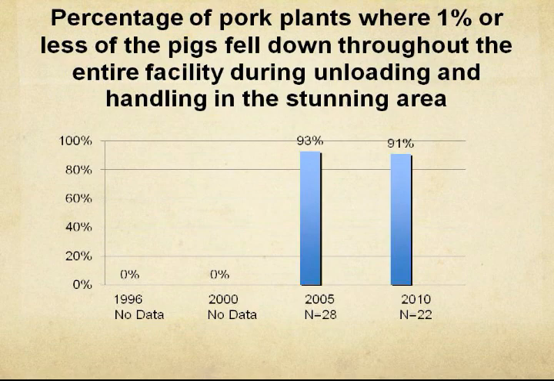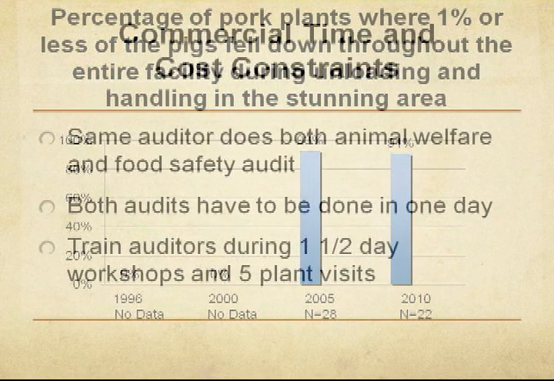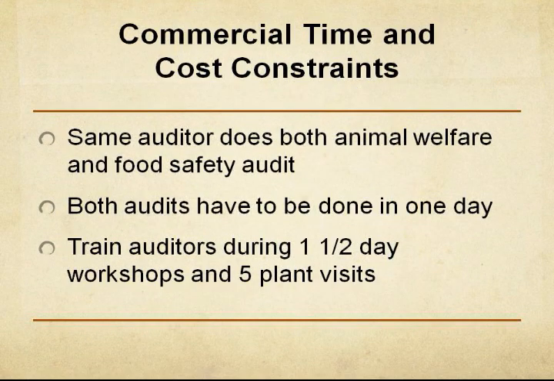Okay, the thing is, in making a system that works, there are some cost constraints. I mean, we've got to have something that doesn't cost $1 million. The same auditor's got to go in there and do welfare and do the food safety audit. It's got to be done in a day, and I got a day-and-a-half workshop to train them in. That's the reality.